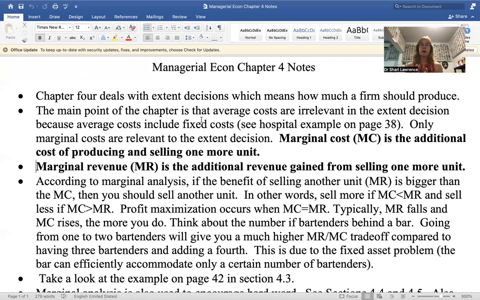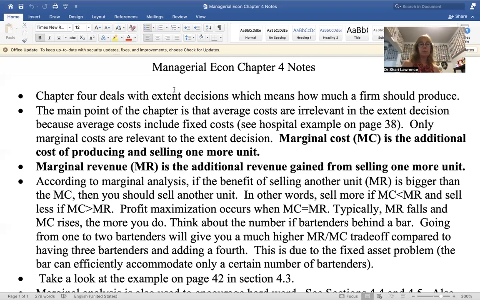Marginal cost is the cost of producing and selling one more item. Marginal revenue is the revenue that you get from producing and selling one more item. So in other words, if you go from producing 10 widgets to 11 widgets, you're going to compare your marginal cost against your marginal revenue.